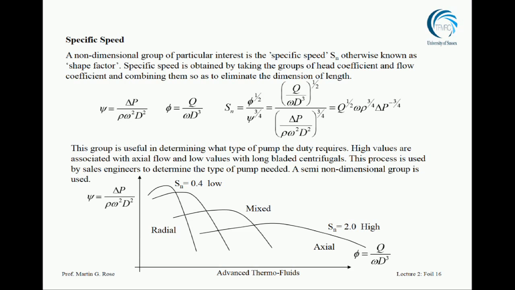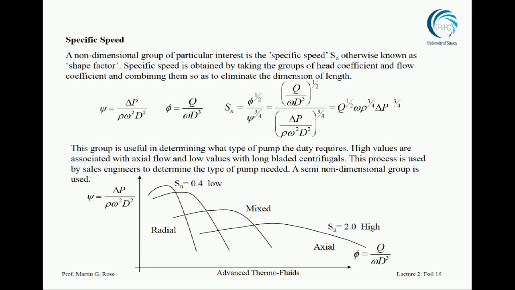There's the ratio of the two groups, and here's the ugly answer. Q to the half, omega, rho to the 3/4, delta p to the minus 3/4. But this was invented in the pump industry in the late 19th century. It's been around a long time, and it singularly tells you what type of pump you need to design. The values of the specific speed are shown in their effect on the diagram at the bottom of the page.